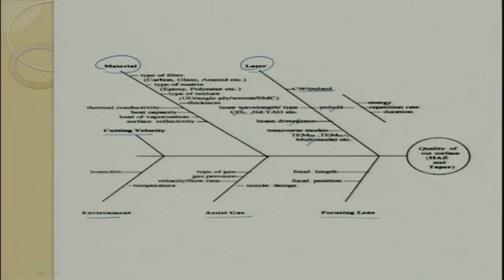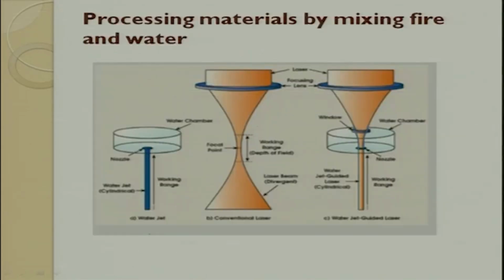Here you can see the type of fiber, which can be carbon, glass, or aramid; the matrix can be epoxy or polyester; the texture can be unidirectional, angular, woven or SMC; and the thickness also plays a very important role as far as the material is concerned. Here, people have started doing several modifications in the laser. Generally, a laser will have a waist profile. This is a working zone where you can keep the workpiece, and then the laser beam expands. To avoid this, people nowadays use a water jacket around the laser, so that the laser is always focused and does not diverge.